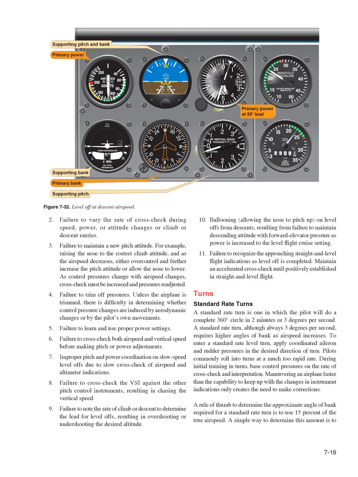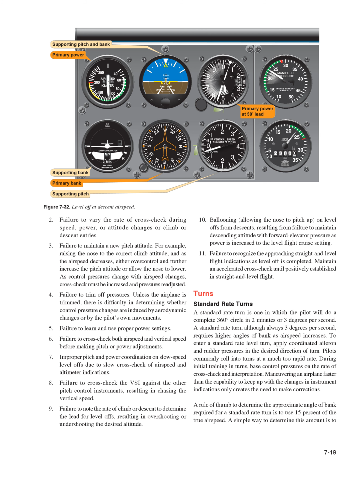2. Failure to vary the rate of crosscheck during speed, power, or attitude changes or climb or descent entries. 3. Failure to maintain a new pitch attitude. For example, raising the nose to the correct climb attitude, and as the airspeed decreases, either over-control and further increase the pitch attitude or allow the nose to lower. As control pressures change with airspeed changes, crosscheck must be increased and pressures readjusted.